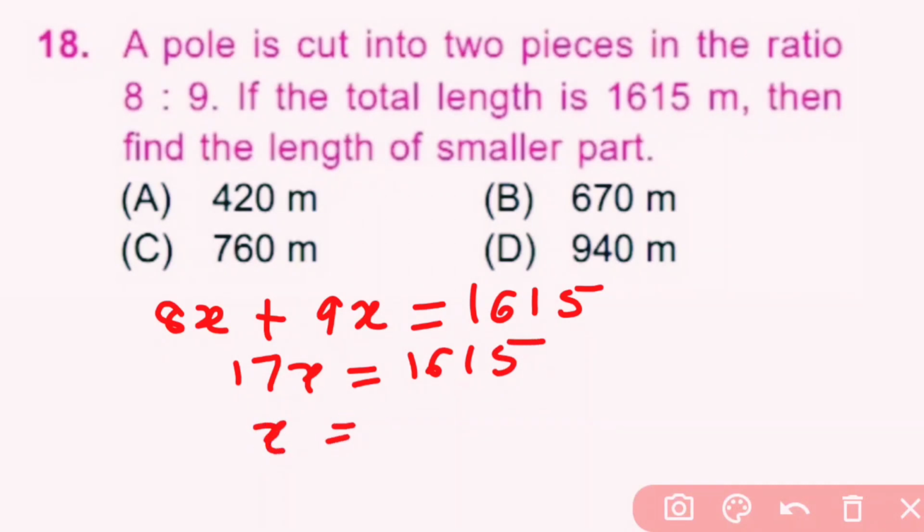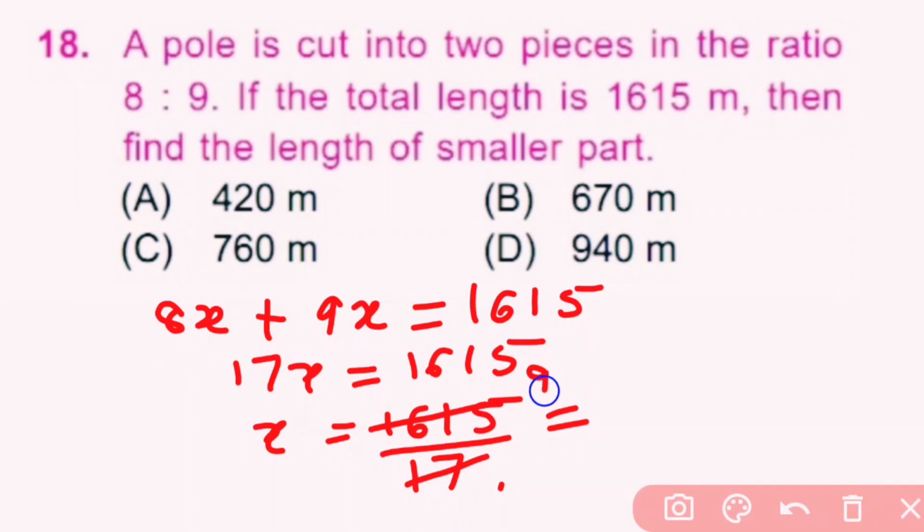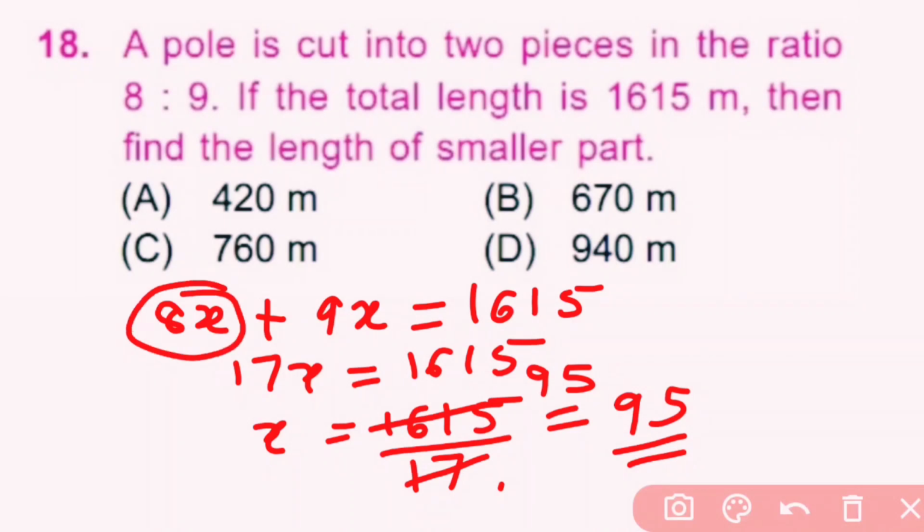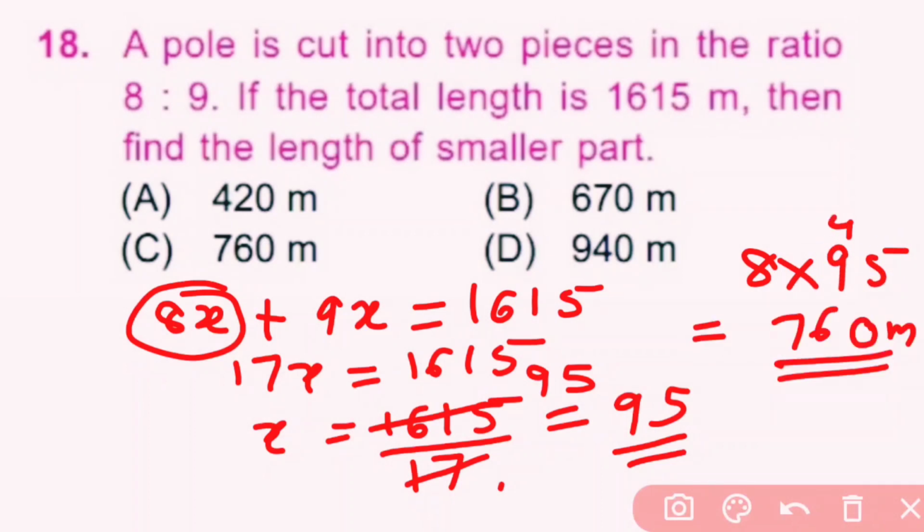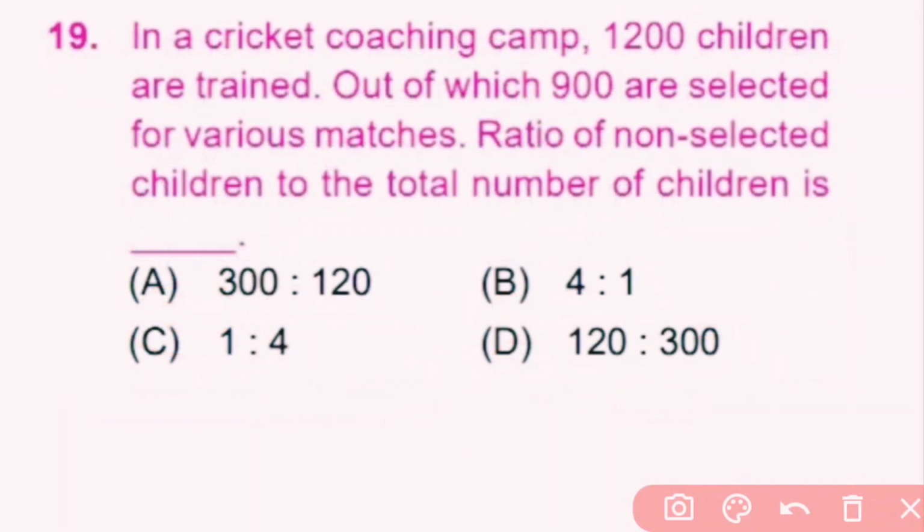And x is equal to 1615 divided by 17. So 17 1s are 17, 17 9s are 153, remaining 8 and 17 5s are 85. So x is equal to 95. Now here we have to find out the length of the smaller part. The smaller part is 8x, means 8 into 95. So the length of the smaller part is 760 meters. C is the correct answer.